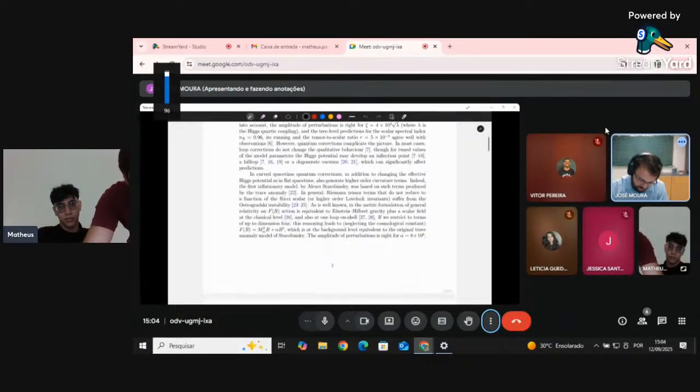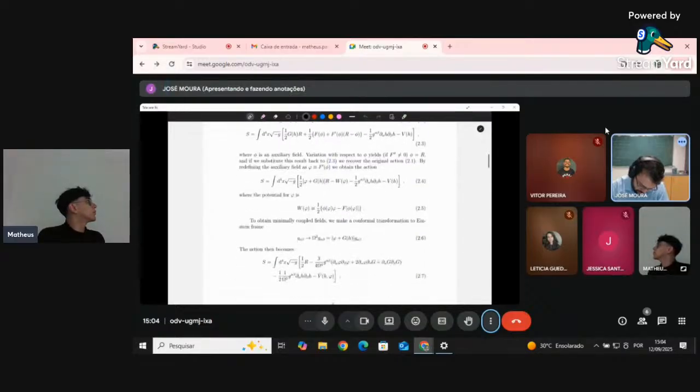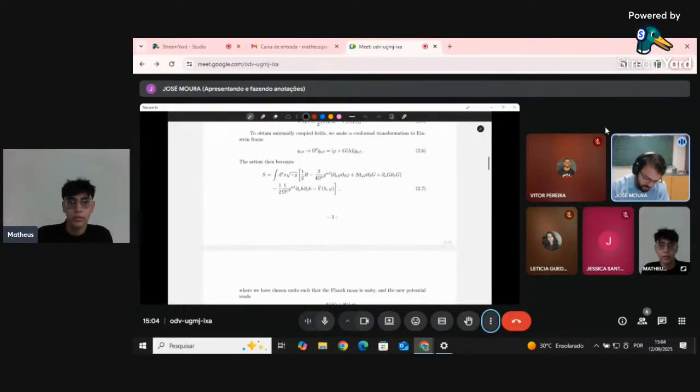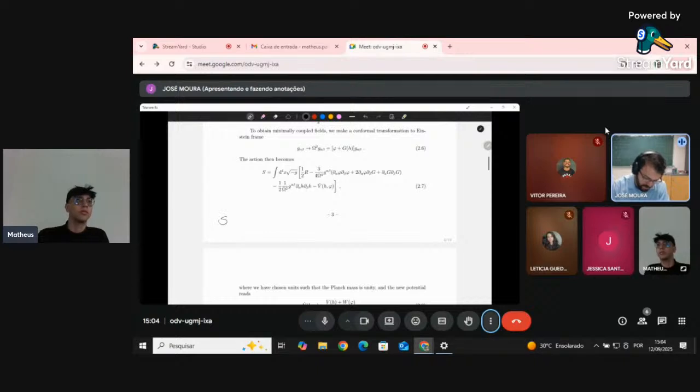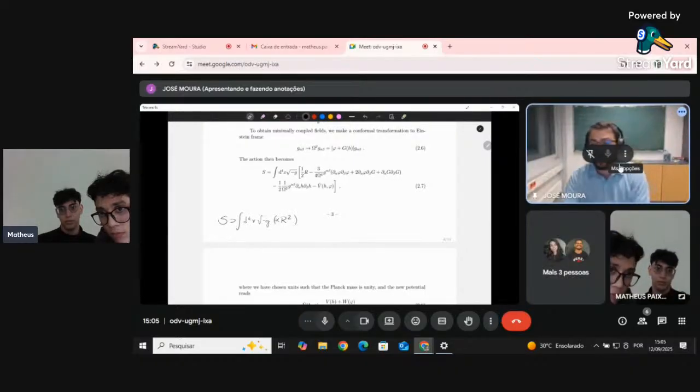R square inflation. Let me find the Lagrangian here. It should be here. Oh, it's not here. Where's the Lagrangian? Okay, I can write it. R square inflation is simply an inflation modeled by a Lagrangian that contains a term like this, R square, where R is the Ricci scalar.